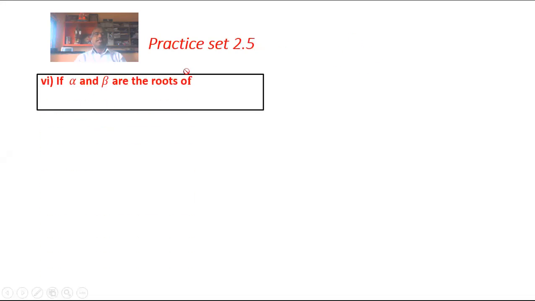Problem number 6 in practice set 2.5. If alpha and beta are the roots of y square minus 2y minus 7 is equal to 0, then find first, alpha cube plus beta cube. Second, alpha square plus beta square.